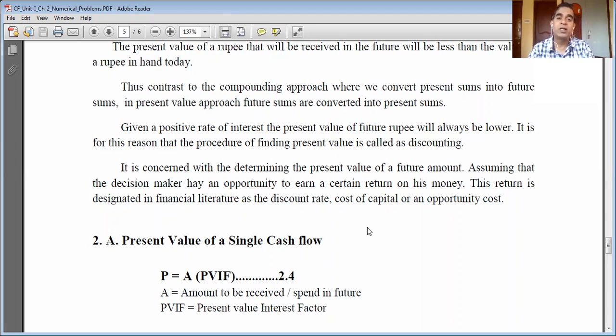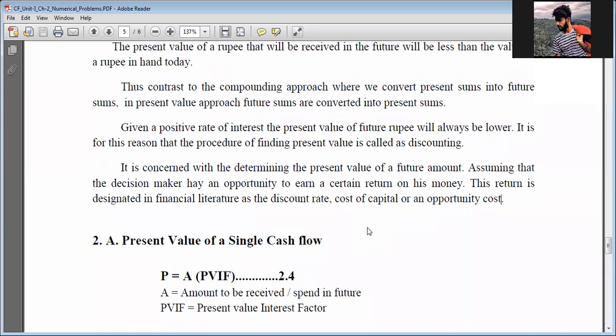So the decision criteria is simple. If the present value of the future returns is greater than the investment, accept the project and invest in the project. If the present value of the future returns is less than that of the present investment, reject the proposal. I hope you heard me. It is very simple.